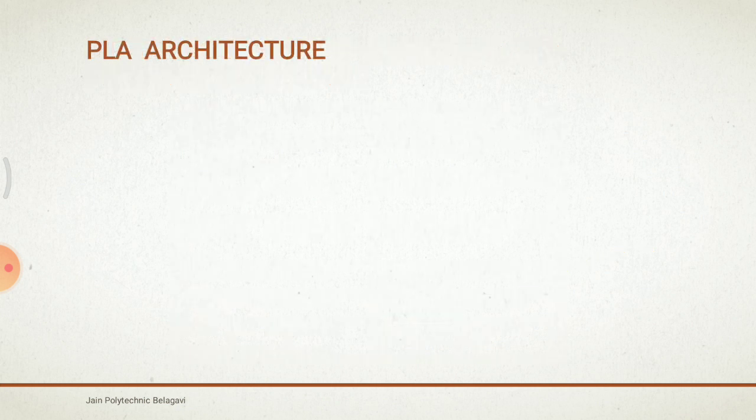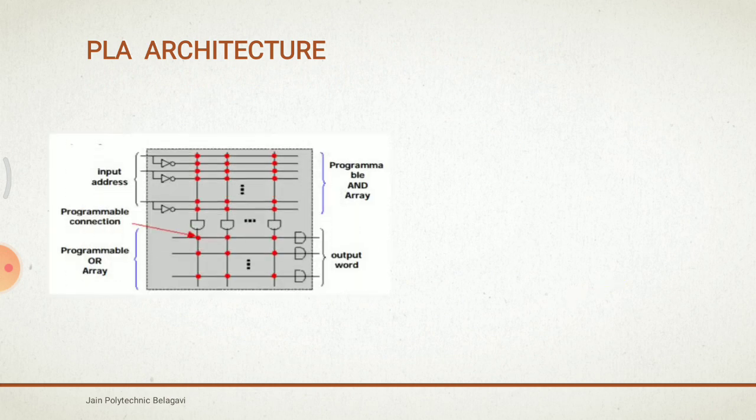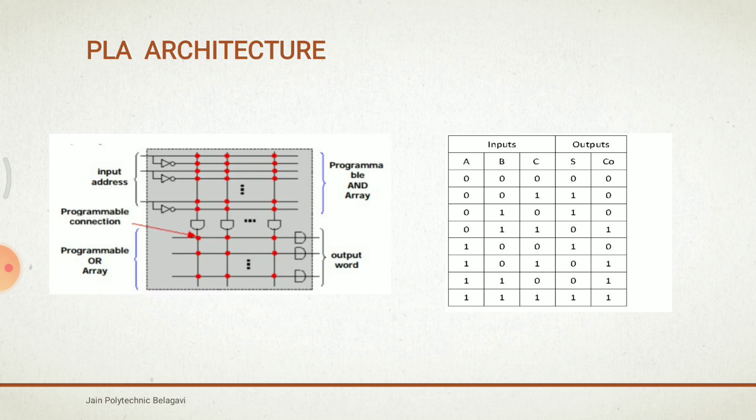Next is the PLA architecture. PLA consists of two levels of logic gates: a programmable AND plane followed by a programmable OR plane. The PLA structure allows any of its inputs or their complements to be ANDed together in the AND plane, and each AND plane output thus corresponds to a product term of the inputs.